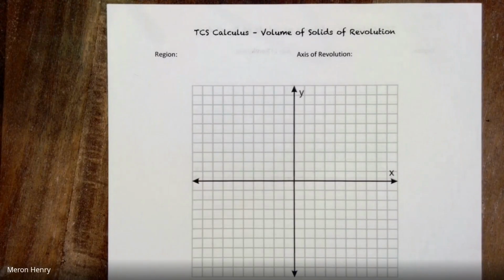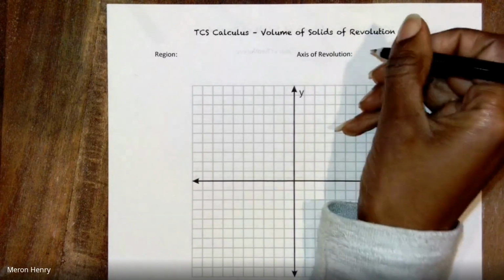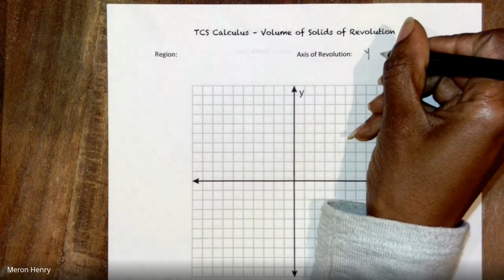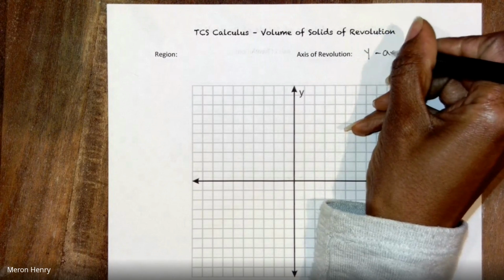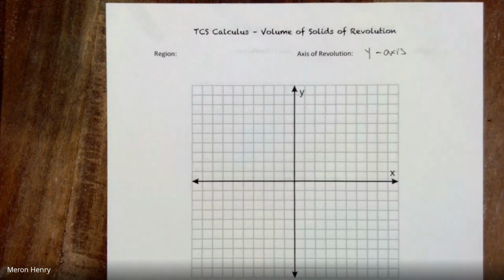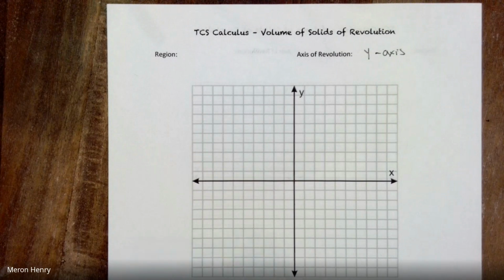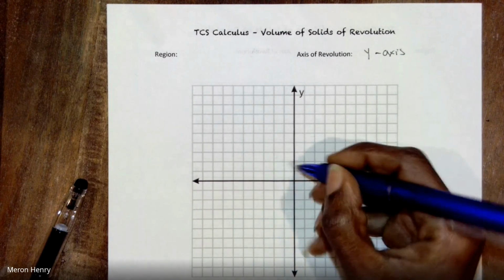All right, we're going to do a few examples of volume of solids of revolution using the disk method. And we're going to start with y as our axis of revolution. So let's say you're given the following function: y equals x cubed. Okay. So it will look something like this.